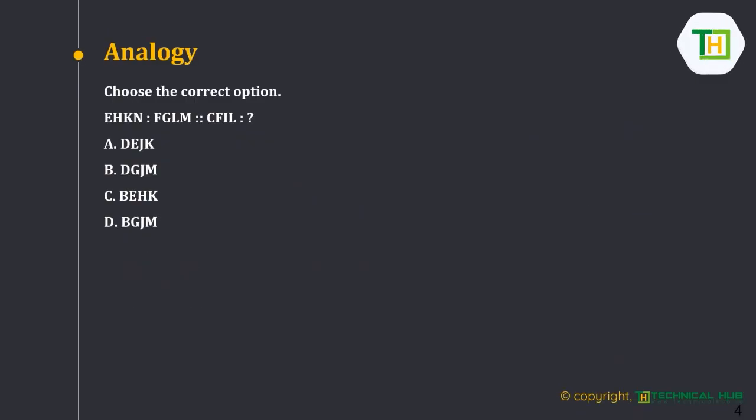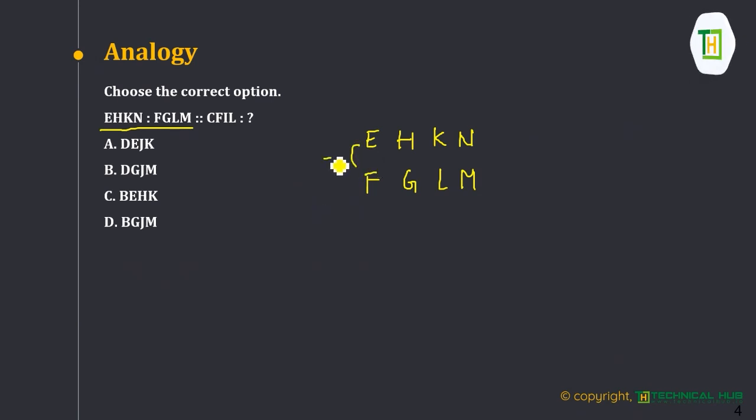This is an analogy based question. So first of all, we have to find the logic between the first two groups of letters. What is this? E, H, K and N. So the letters are F, G, L and M. Okay, so what is the relation here? E plus 1 and H minus 1. So K plus 1 and N minus 1. Okay, so plus 1, minus 1, plus 1, minus 1 is the logic that these two groups of letters follow.